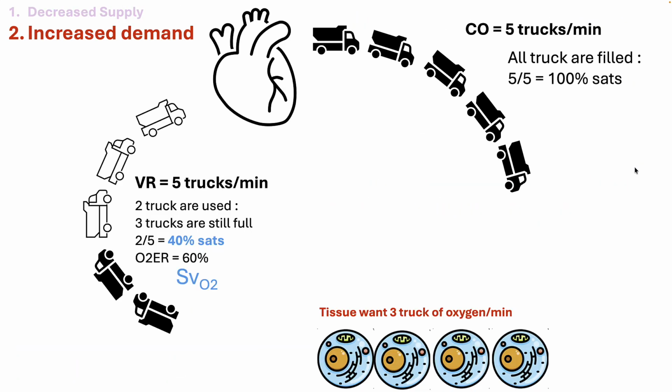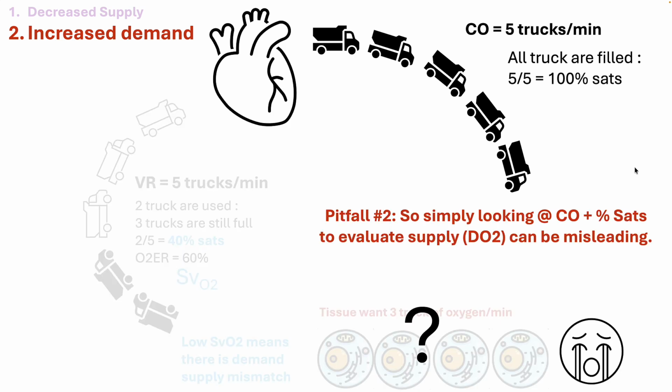Let's take another example. Say your cardiac output was good, you still have 5 trucks per minute with 100% sats, but your tissue demand increases to 3 trucks of oxygen per minute, and this can happen with fever, exercise, agitation, etc. And now your oxygen extraction ratio has increased to 60% because 3 trucks are empty. So your venous return is at 40% sats. So low SvO₂ means there is increased demand as well. You can see that the tissues are really not getting enough blood flow because they have to extract more. This cardiac output is lower than what the tissues really want.